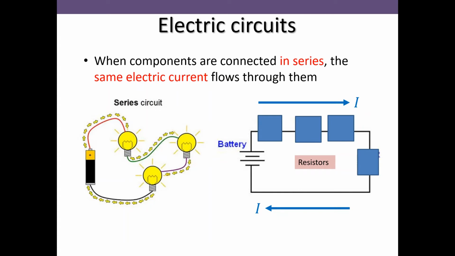Now, when components are connected in series, the same electric current flows through them. This is because of the conservation of charge. The charge at one point in a series circuit must be the same at another point in a series circuit. The boxes just represent the resistors. It's just like a rectangle, so it represents the resistors. So in a series circuit, it is the same current that flows through the circuit. Because of charge conservation, current cannot disappear.